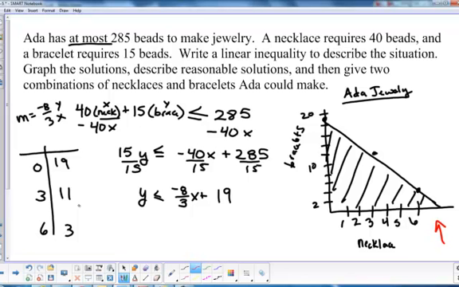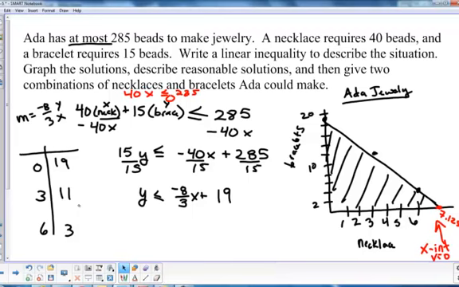So this would be our x-intercept. And to find x-intercept, you plug 0 in for y and solve. So if we plug 0 in for y, we would have 40x is less than or equal to 285. So then you would just divide by 40. So 285 divided by 40 is 7.125. So if you want to add that number in, you can.